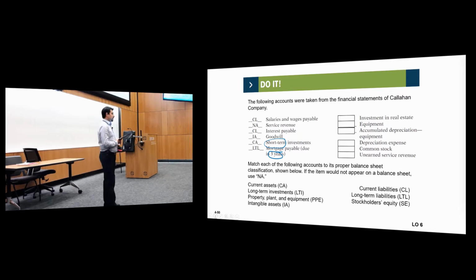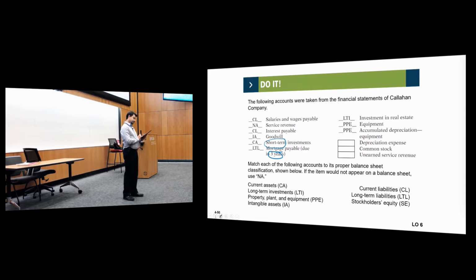Investments in real estate. Here you're saying yes? Long-term investment. And the reason is that we said investment in real estate. We're not buying a building to use it for our own operations. Equipment. Yes. Property, plant, and equipment. Accumulated depreciation. Depreciation expense. Not applicable. Common stock. Stockholders equity.